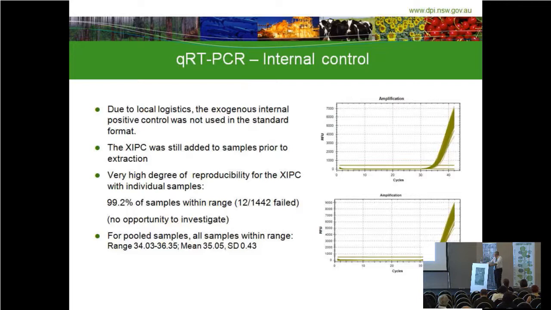Internal control: this is a spiked exogenous control added to the samples at the time of extraction. You can see from that a very high degree of reproducibility. There were only 12 samples out of the 1,400 that failed, and we weren't able to go back and repeat those to confirm that it was actually inhibitors in the sample.